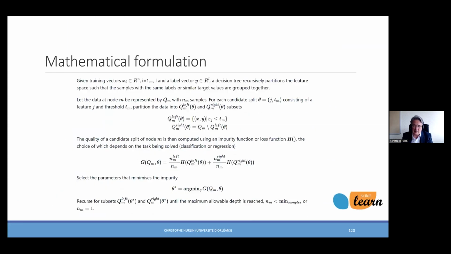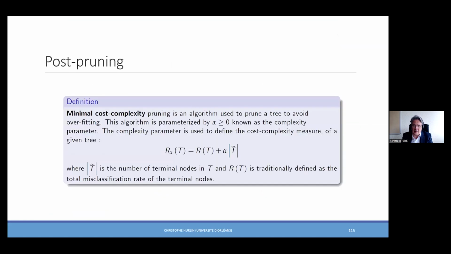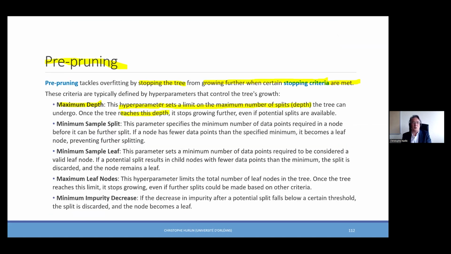Okay, let me go back. So I will say, for instance, the maximum depth is equal to 3. It means that the iterative algorithm of CART will go further, will iterate until the depth of the tree reaches this limit of 3. This is clear?